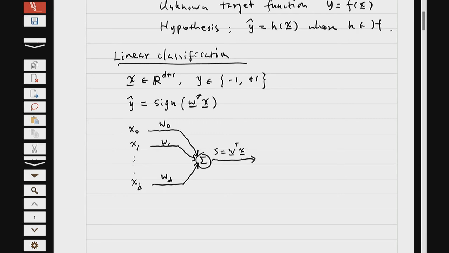After that, we send it to a sign function. Let me draw a sign function; I'm going to blow up this node a bit. A sign function looks like this: the negative side is -1 and the positive side is +1, just a step, a jump. With that, your output y hat is the sign of S.